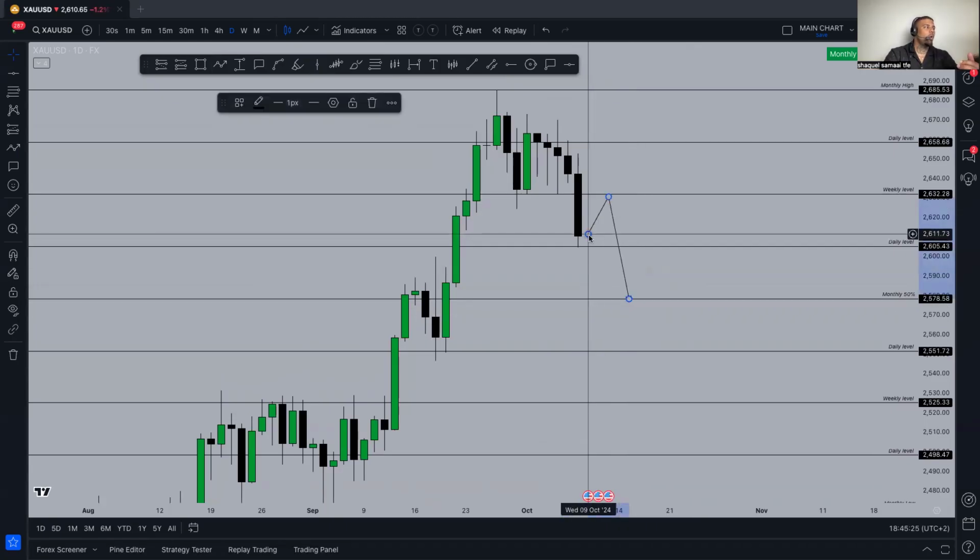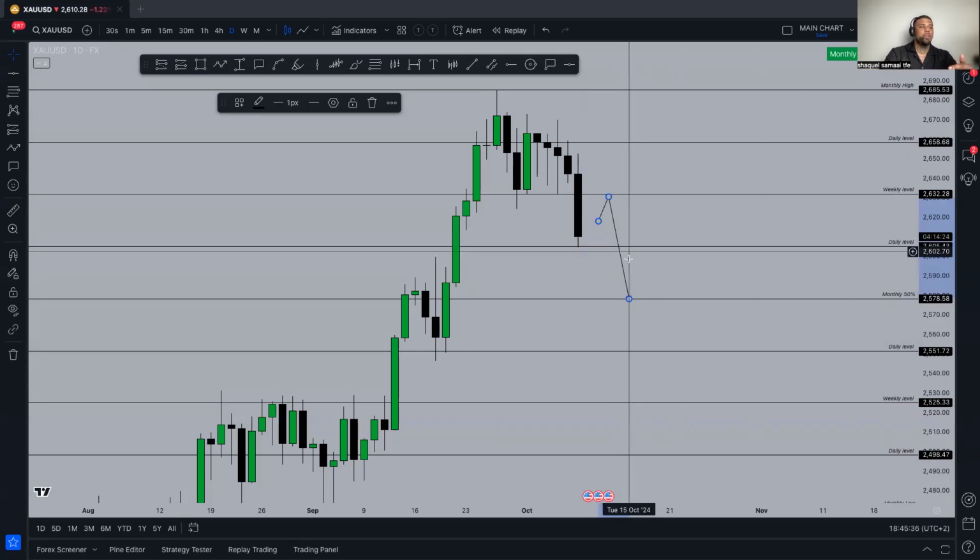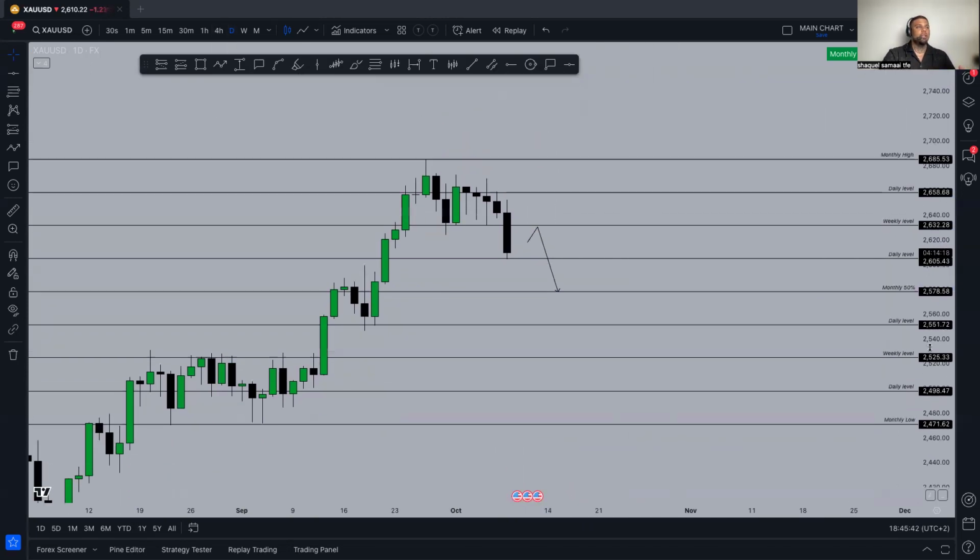I do see gold actually pulling back into 2,632, eventually selling off into 2,600, and then eventually, if it does break that, going to 2,500. But if you go on a lower time frame for the intraday level, let's actually look at intraday trades.